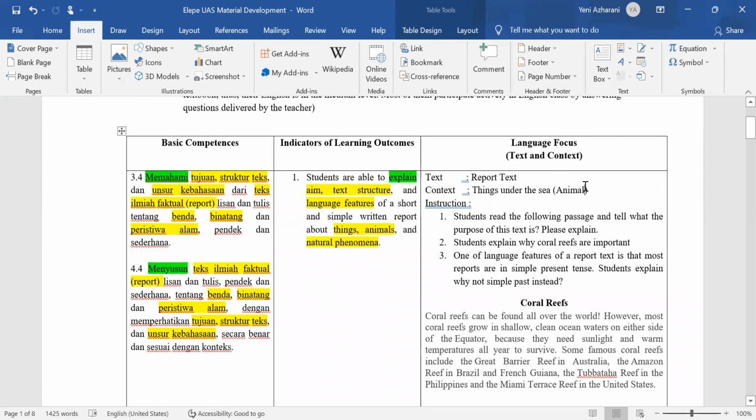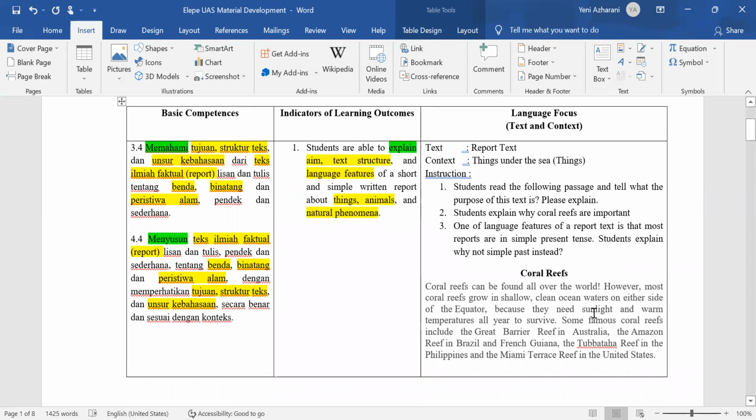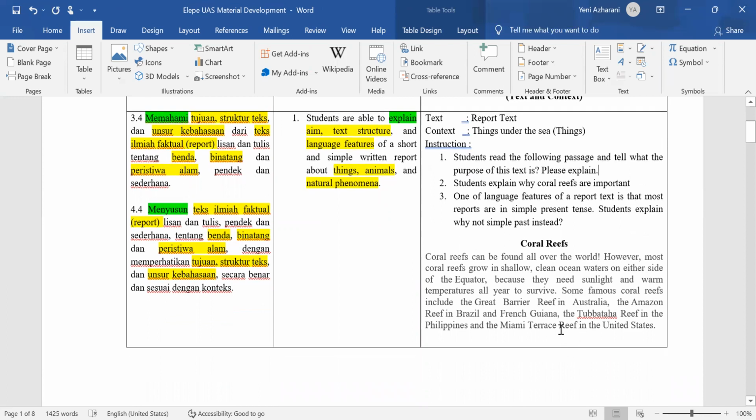And these are the instructions. The first one, students read the following passage and tell what the purpose of this text is. Because the text is a report text about the coral reefs, once the students finish reading this, they're expected to be able to tell the purpose. What do they get from reading this? And they're going to explain.